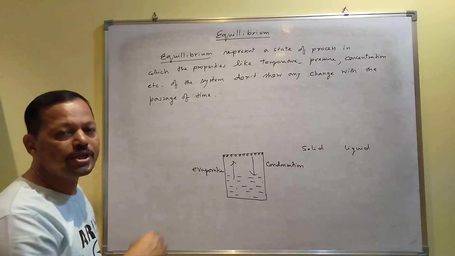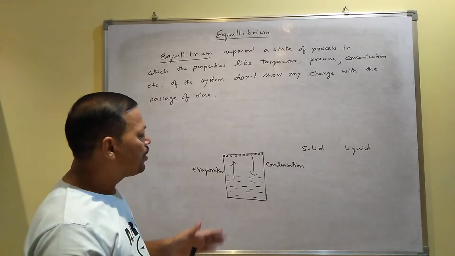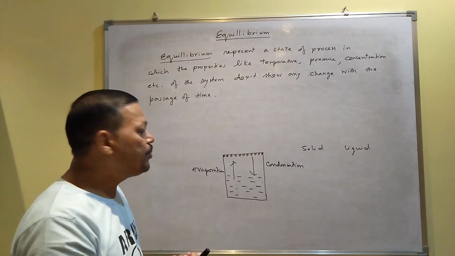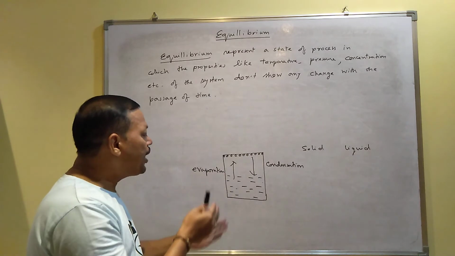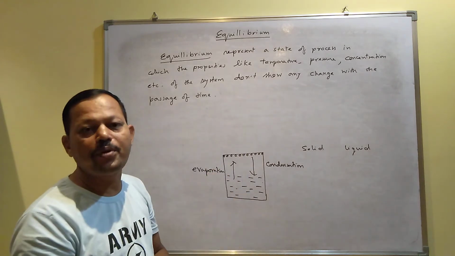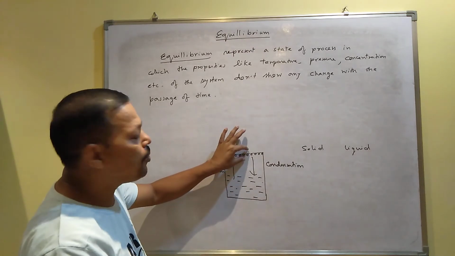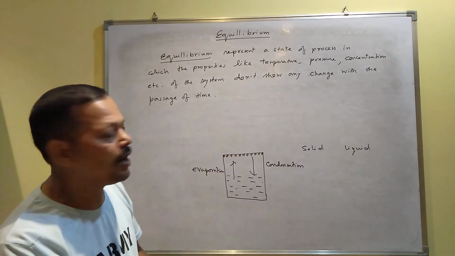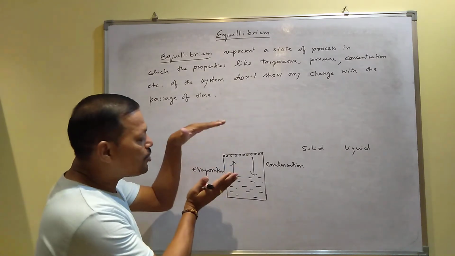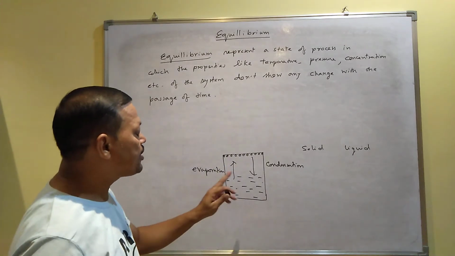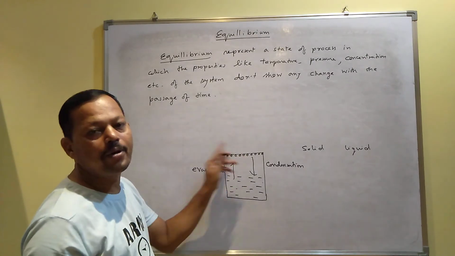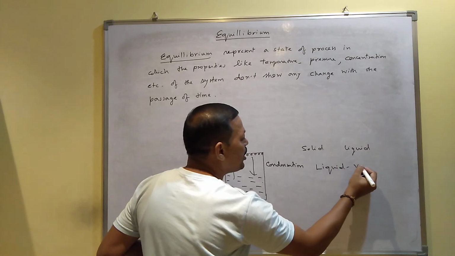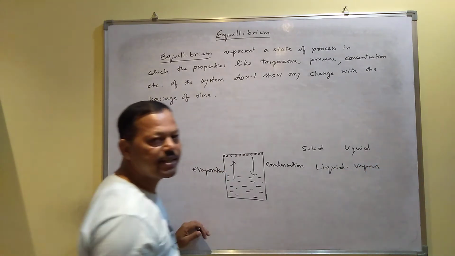And when these two processes are going on at a time, the amount of evaporation and the amount of condensation become the same. When the rate of evaporation and the rate of condensation become the same, the amount of vapor and the amount of liquid will remain the same inside the container. That is called the equilibrium state between the liquid and the vapor. This is called liquid-vapor equilibrium or liquid-gas equilibrium.